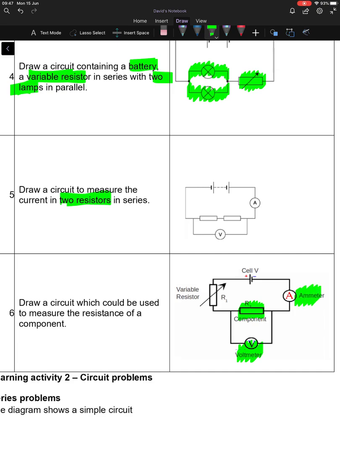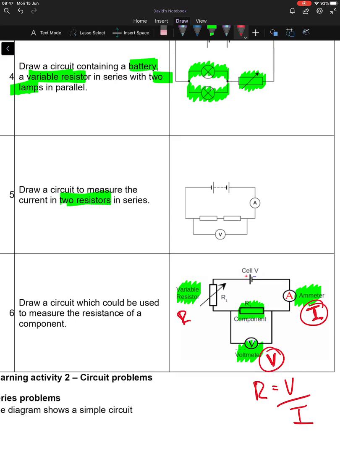When you're measuring, you'd need your voltmeter, you would need your ammeter, and you'd need your variable resistor, because your variable resistor would change the resistance. It would give you a voltage and it would give you a current. So you take these 2 readings, and resistance equals voltage divided by current.